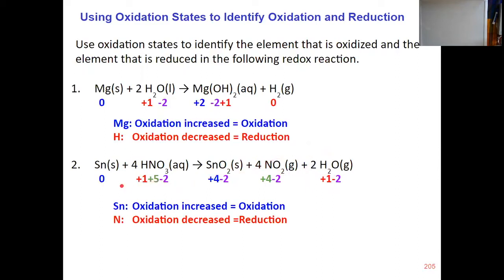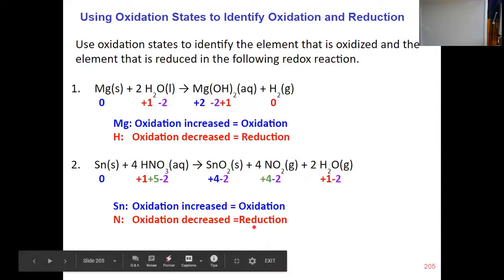And I can see here that tin goes from a 0 to a +4. That's an increase in oxidation number, which indicates oxidation. Nitrogen goes from a +5 to a +4. That's a decrease in oxidation number. That is reduction.